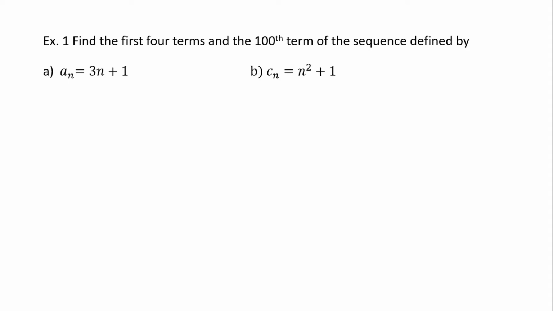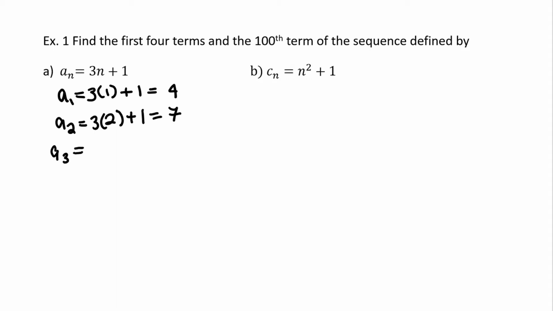Find the first 4 terms and the 100th term of the sequence defined by a sub n equals 3n plus 1. So let's find them. A sub 1, that's the first term. We're going to put in 1 for the n, plus 1. And 3 plus 1 is 4. A sub 2, 3 times, and we put in 2 for the n. 3 times 2 is 6. 6 plus 1 is 7.